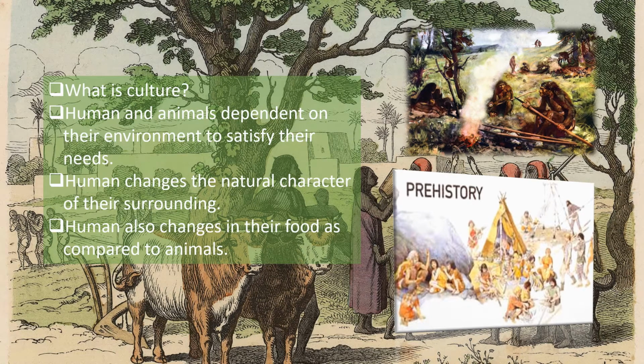What is culture? As we all know, humans and all other animals were dependent on the environment and nature for satisfying their needs. However, some animals do not cause any significant changes in their surroundings. For example, bears live in caves, monkeys live on trees, but humans build houses according to their needs. It means humans change the natural character of their surroundings to some extent. Humans do not eat their food in its natural form as animals do. Humans roast or cook their food before eating it. But animals eat raw food. We see these changes in human beings.